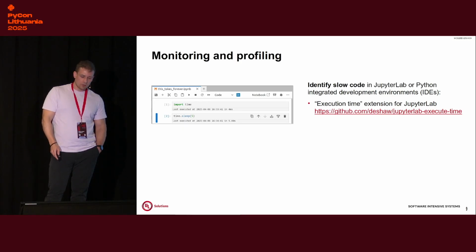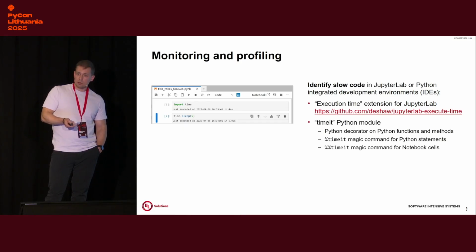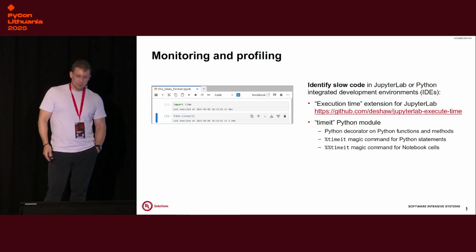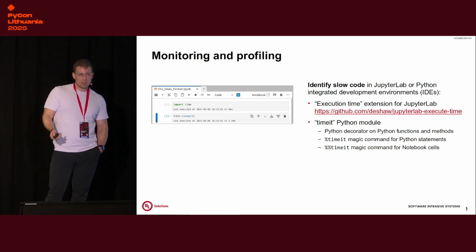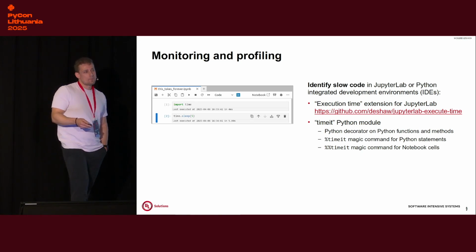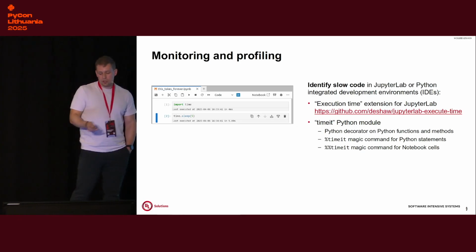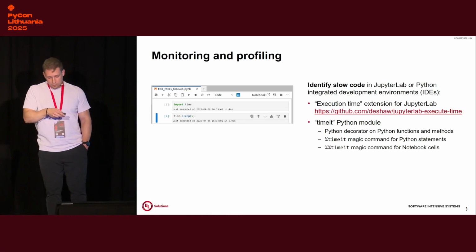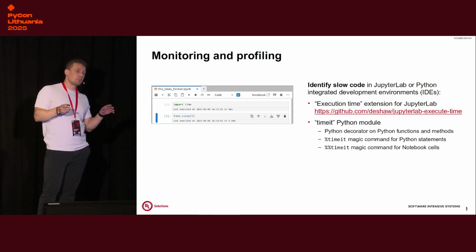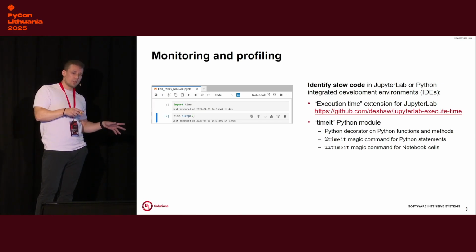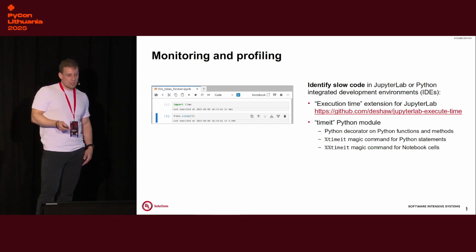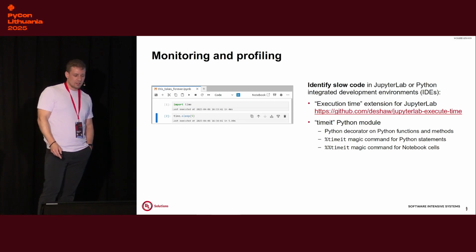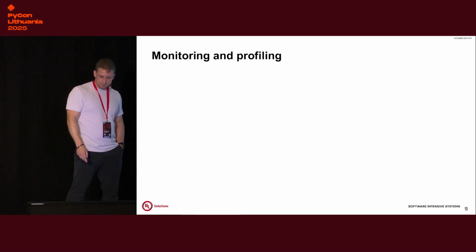You can also use the timeit module. You probably heard of that one. So there are magic commands in notebooks, so you can either use the percent sign and timeit, or twice the percent sign, depending on whether you just want to measure single Python statements or the whole notebook cell. I just think the extension is really nice, and I can just recommend it.